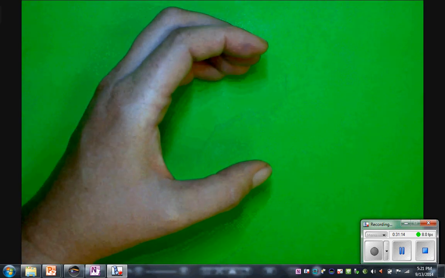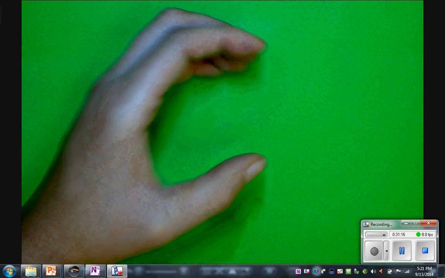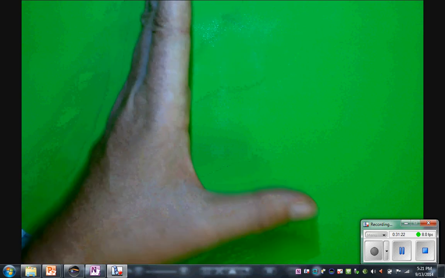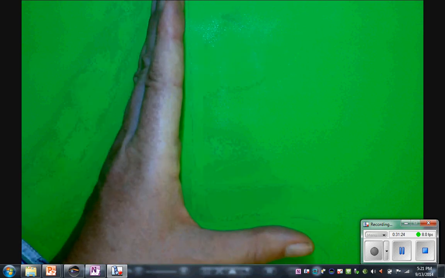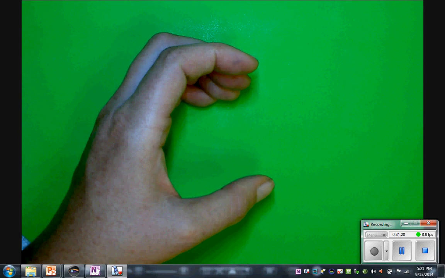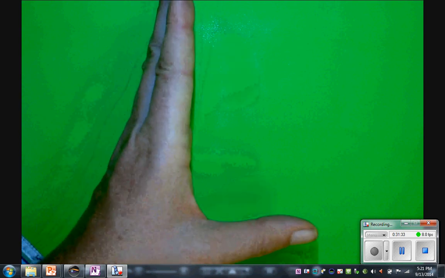This is how I remember complementary. Make a C with your hand and repeat after me. Say complementary angles add up to 90 degrees. Say it again. Complementary angles add up to 90 degrees.